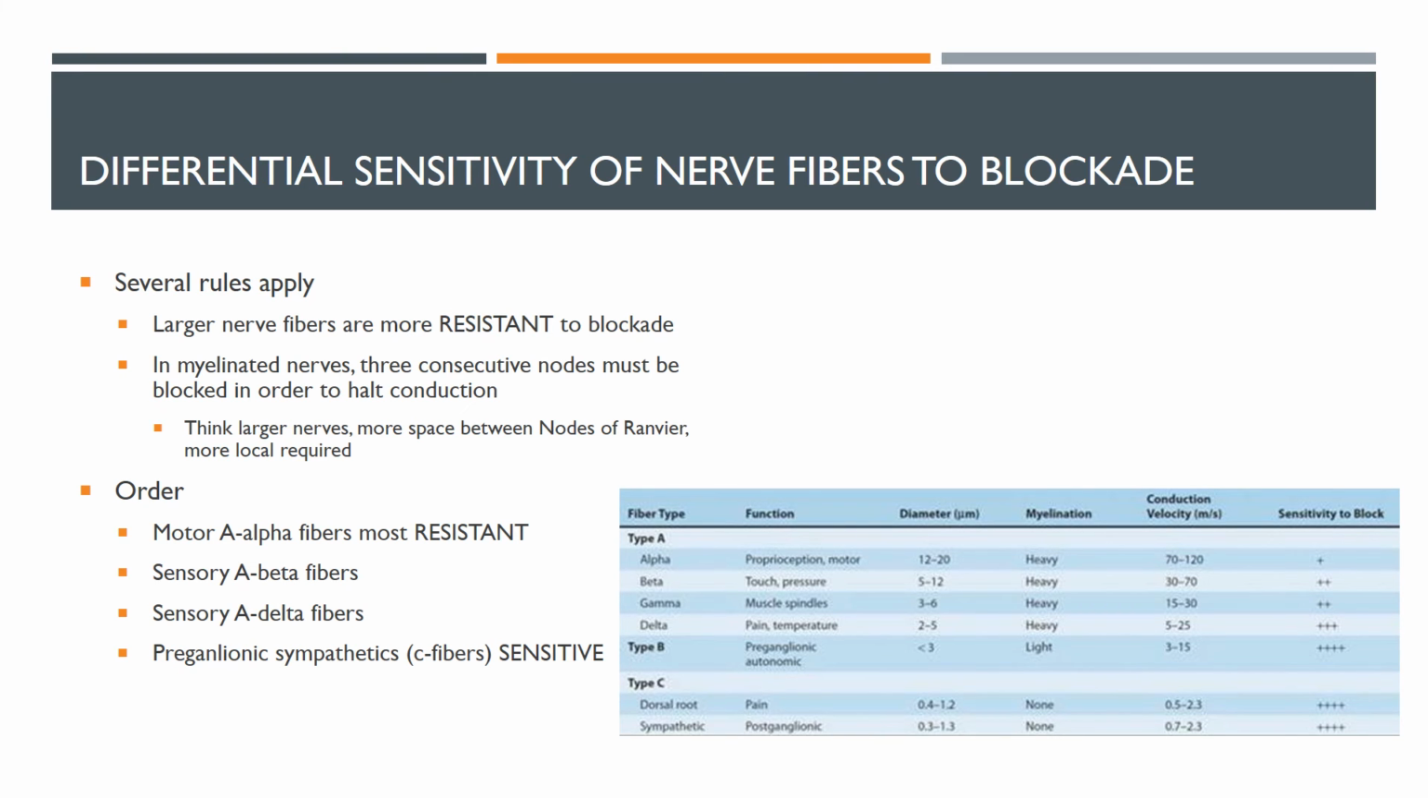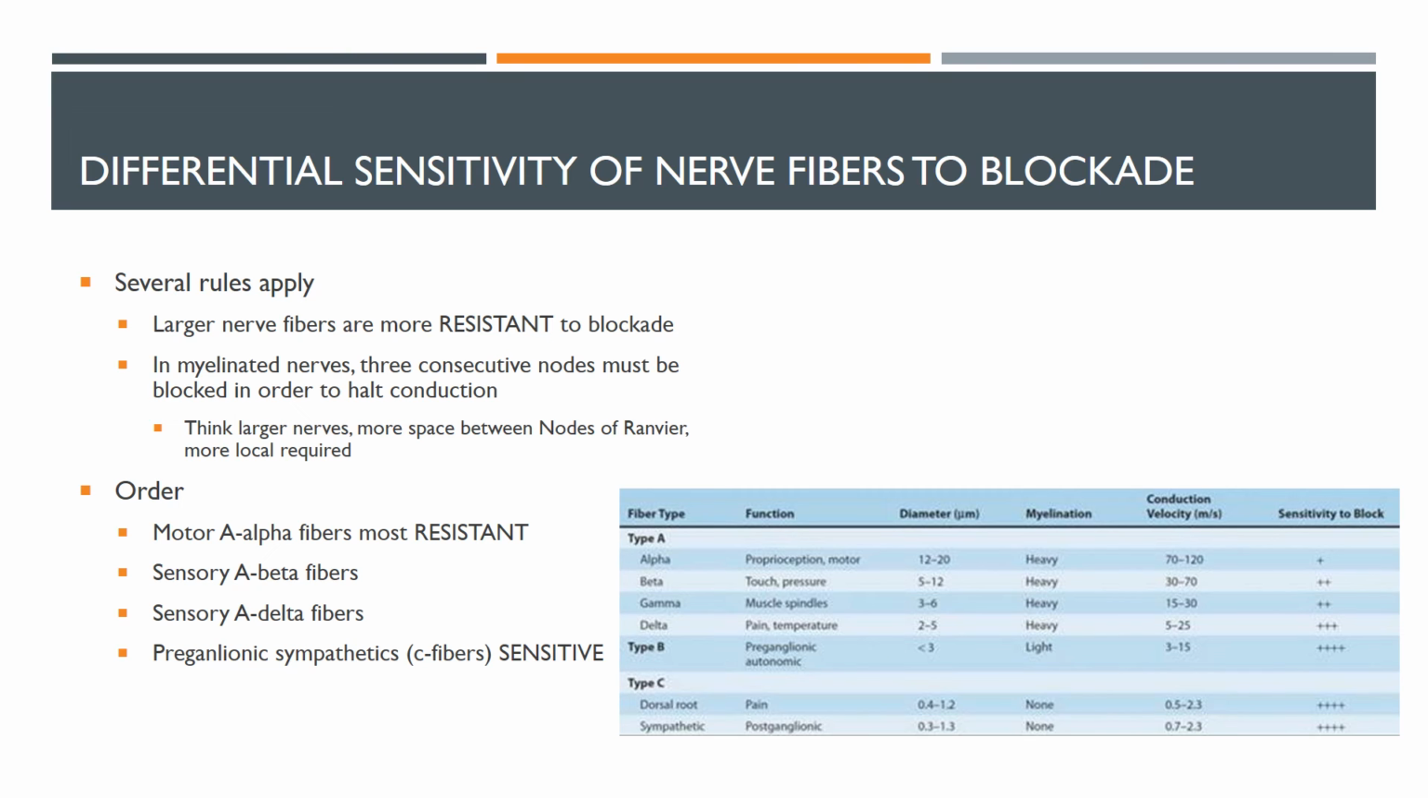Our next keyword topic here is differential sensitivity of nerve fibers to blockade. So this is a topic that commonly arises as well. And when thinking about this, there are several rules that apply here. The most important of which is larger nerve fibers are more resistant to blockade. Now myelin also comes into play here. And in myelinated nerves, we need at least 3 consecutive nodes to be blocked in order to completely stop conduction along that nerve. And so another way to think about this is the larger the nerves, the more space there is between the nodes of Ranvier, and therefore more local anesthetic is required.